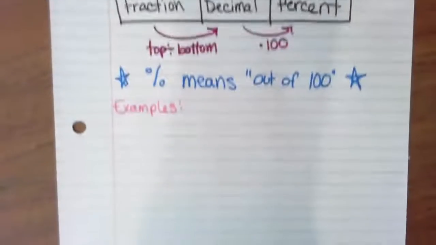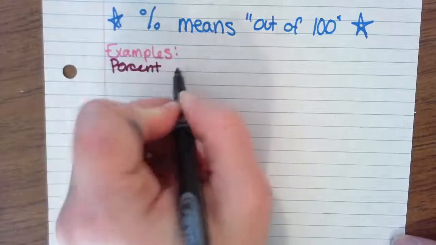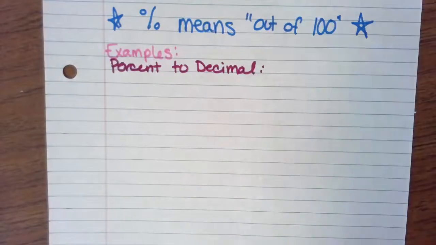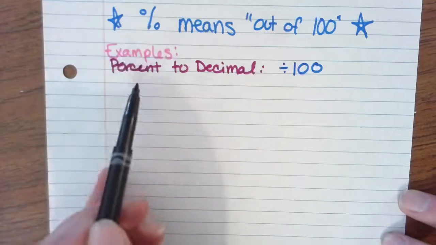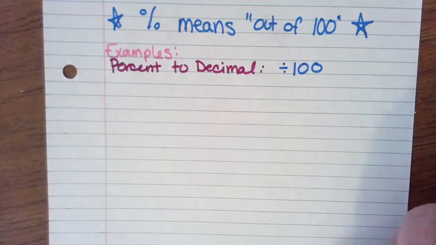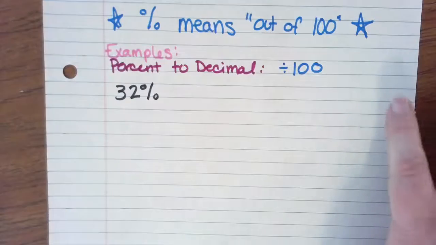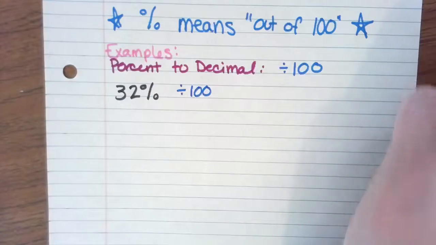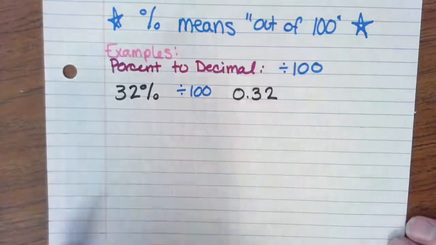First, we're going to go percent to decimal. And remember, to do that, we divide by 100, because that's what it means. If it's something percent, it means divide it by 100. So, for example, we have 32%. You could read this as 32 out of 100, or 32 divided by 100. So that's what we do. We divide it by 100. And if you want to, you can just put it in your calculator and divide it. 32 divided by 100, you're going to get 0.32.